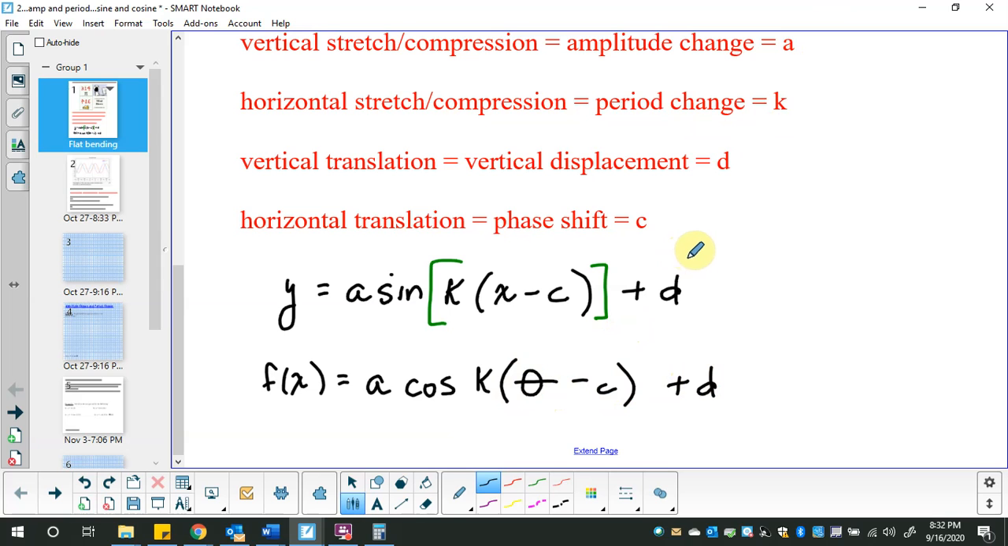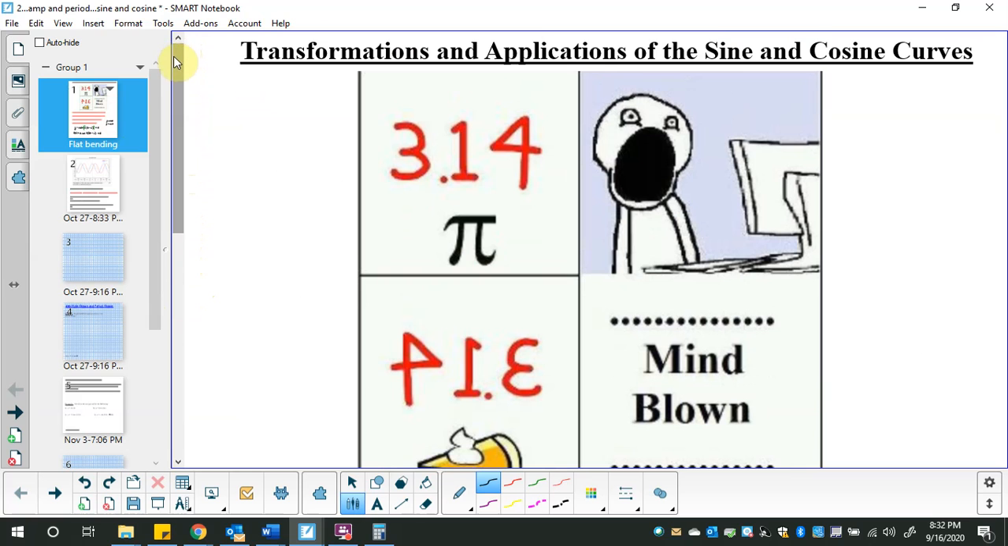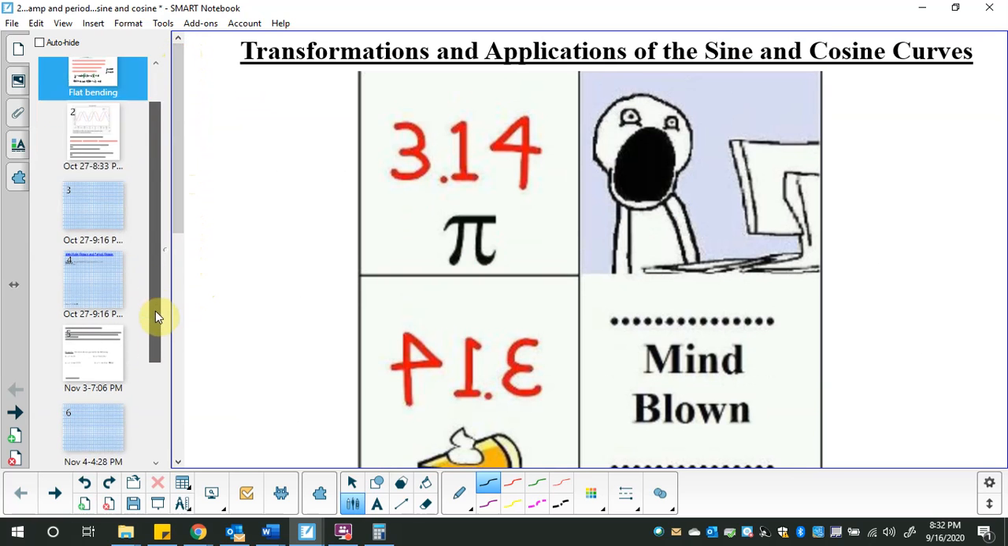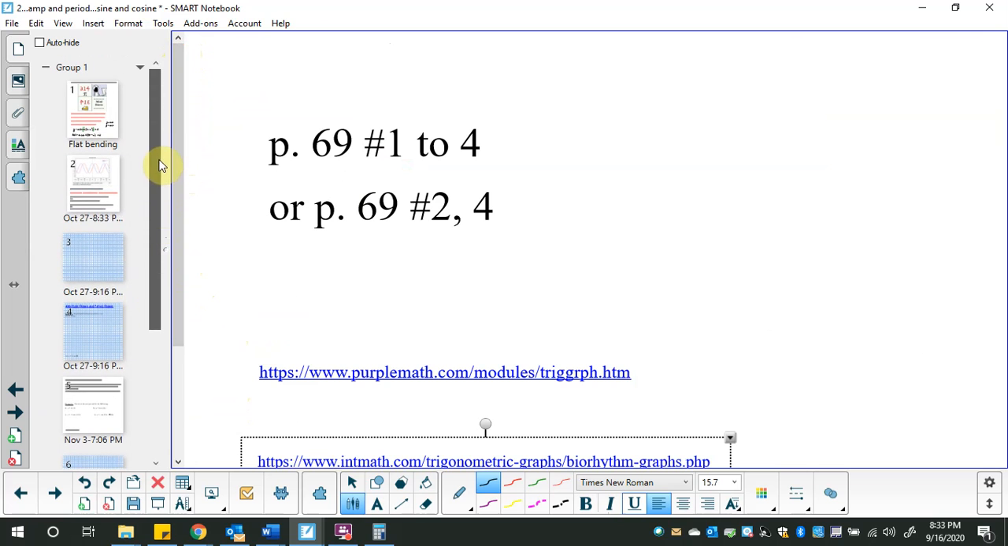So each of these letters indicates a change in the original curves, which are y equals sine x or theta, and y equals cos x or theta. So I've swapped them here. Not that it matters all that much. So let's go over some things about how to graph them. I have left, not here. Where is it? Oh, on the final page. I've left some links, and I will show you them in a minute, or over the course of this note.